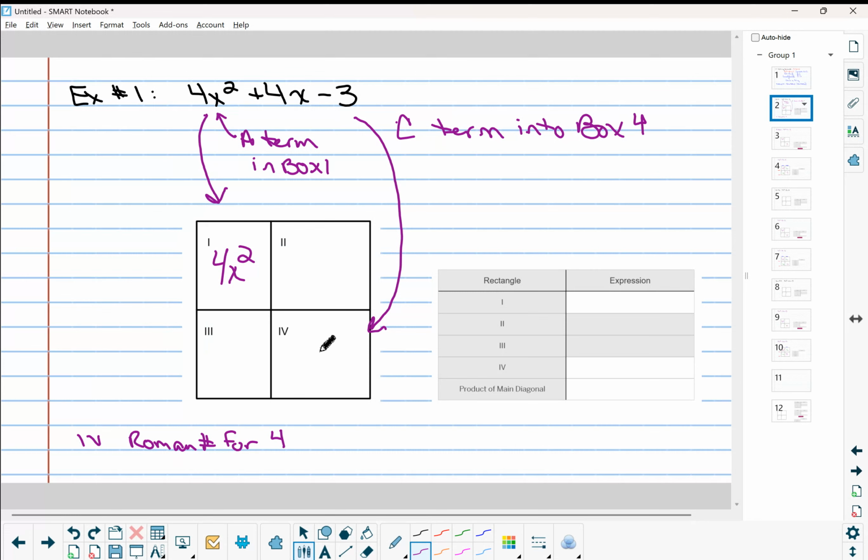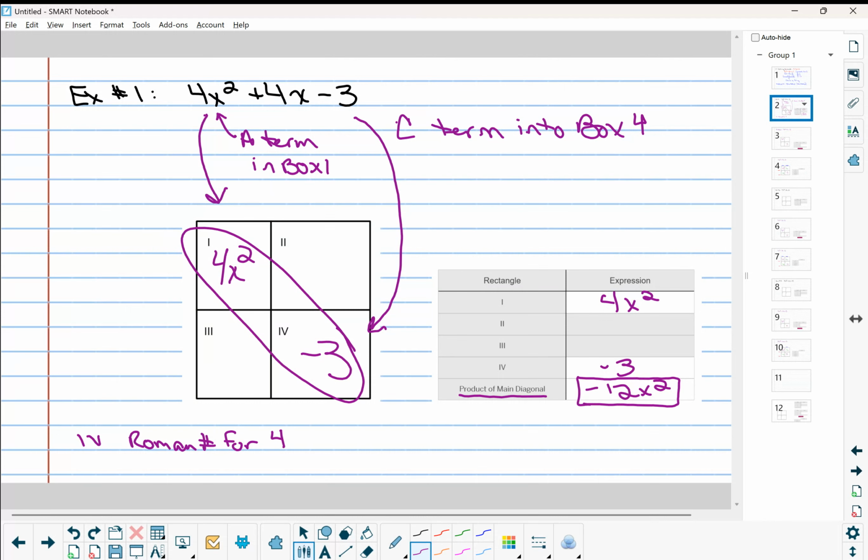Then you're just going to fill that information in over here in the table. It says rectangle, but it's really a box. So the expression here is 4x squared. These 2 are going to be grayed out; you don't have to do anything with them. For box 4, that's going to be a -3. Then it says the product of the main diagonal, so they want the product of these 2 things. Product means multiply. Good job. So we multiply these 2 things together and get -12x squared. This product is going to be important moving forward when we go to the next screen.